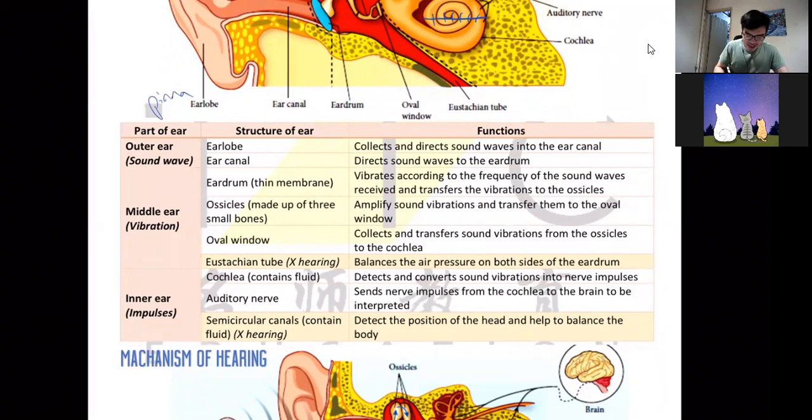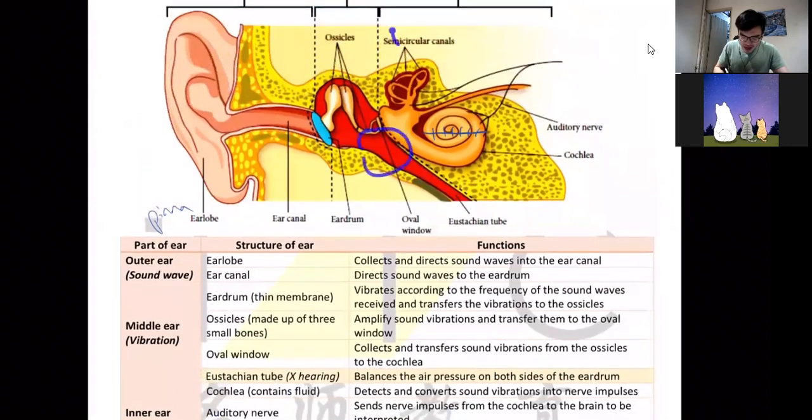All right, so you might say, sir, then how about this eustachian tube and semicircular canal? Okay, here it comes. These two, they are not responsible for hearing. So what are they there for? Your eustachian tube is where you keep all your ear pressure. This is to make your eardrum full. A drum needs pressure to make it full.